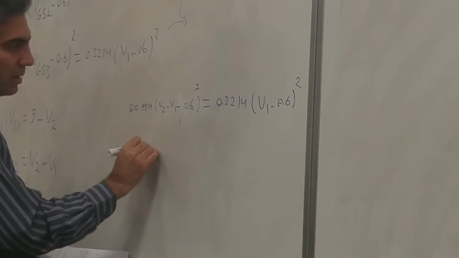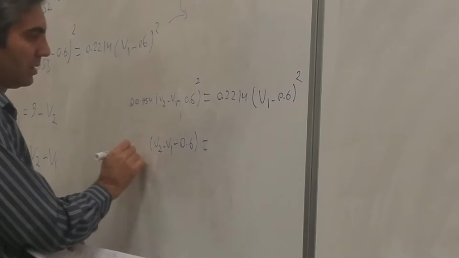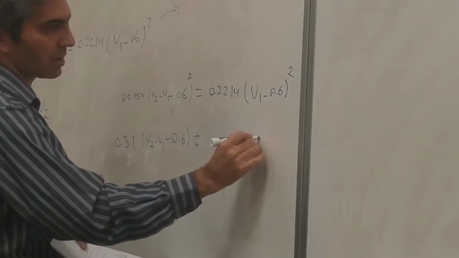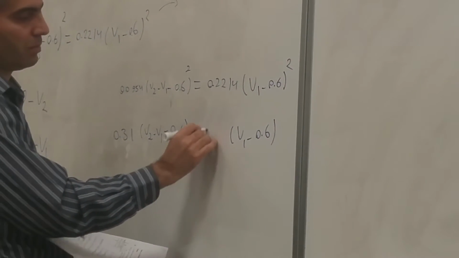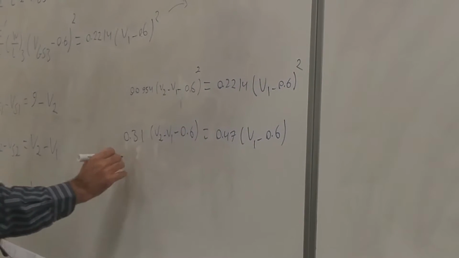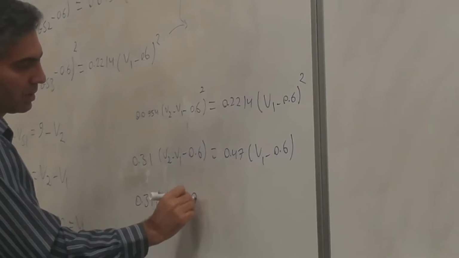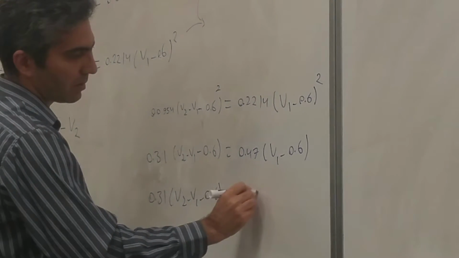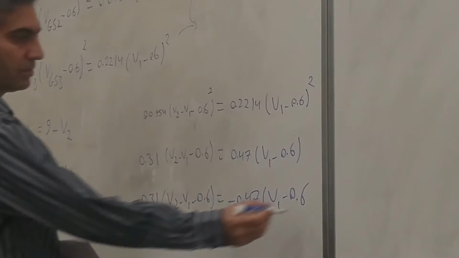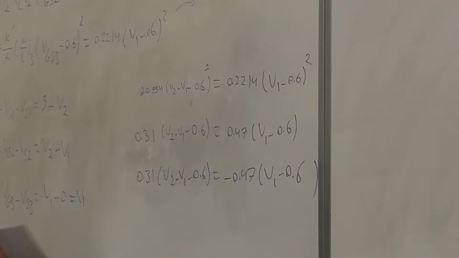There's going to be something: V2 minus V1 minus 0.6 is equal to 1.31 times V1 minus 0.6. That would be what? 0.47. Yeah, this is one of the answers, right? The other option would be V2 minus V1 minus 0.6 equal to minus the right side, negative and positive. It's the same thing because you square root both sides.